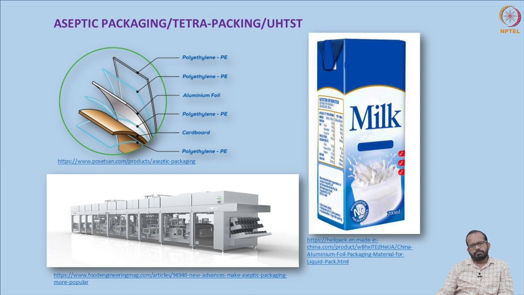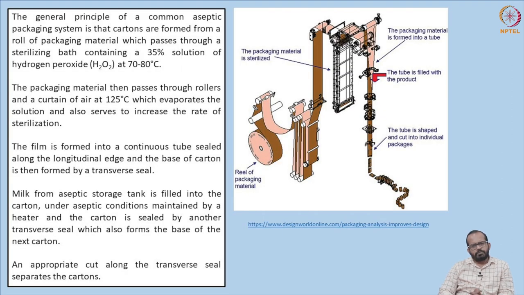The general principle of a common aseptic packaging system is that cartons are formed from a roll of packaging material, which passes through a sterilizing bath containing a 35% solution of hydrogen peroxide at 70 to 80 degrees Celsius. The packaging material then passes through rollers and a curtain of air at 125 degrees Celsius, which evaporates the solution and also serves to increase the rate of sterilization. The film is formed into a continuous tube sealed along the longitudinal edge, and the base of the carton is then formed by a transverse seal.